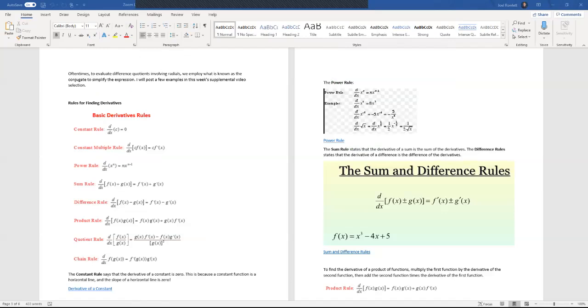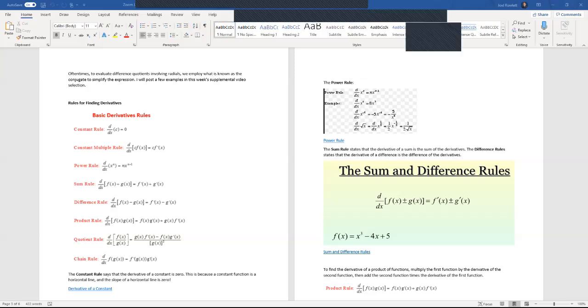Now, the difference quotient is the algebraic way of trying to figure out the derivative. Well, fortunately for us, there are some basic derivative rules that will eliminate all of that complicated algebra. So I'm going to talk about the rules, and then we're going to look at some examples and some videos to help clarify what these rules actually mean.